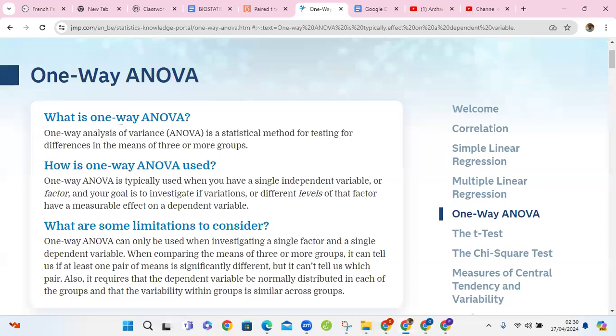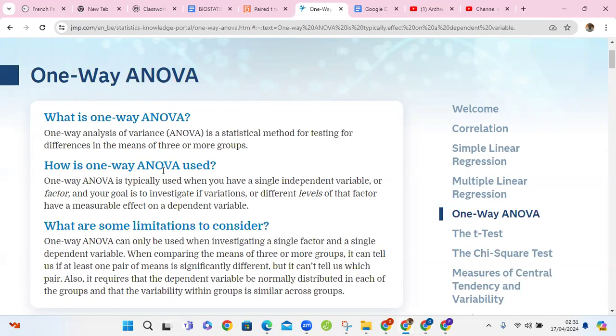One-way ANOVA. What's one-way ANOVA? One-way analysis of variance. That's the name for it. ANOVA is an abbreviation for analysis of variance. It's a statistical method for testing for differences in the means of 3 or more groups. Whereas the independent samples t-test and the paired sample t-test deal with exactly 2 means, if you are to compare 3 or more, you can use a one-way ANOVA.